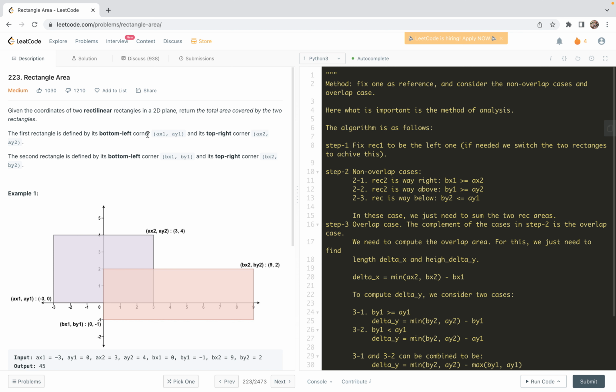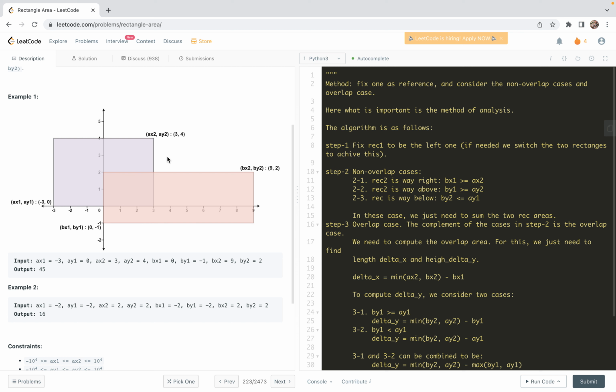First, the statement. Given the coordinates of two rectilinear rectangles in a 2D plane, return the total area covered by the two rectangles. So the first rectangle is defined by the bottom left corner ax1, ay1, and top right corner ax2 and ay2. Similarly, we can define the second rectangle with A replaced by B, right? So here is one example. Let's look at example 1 only.